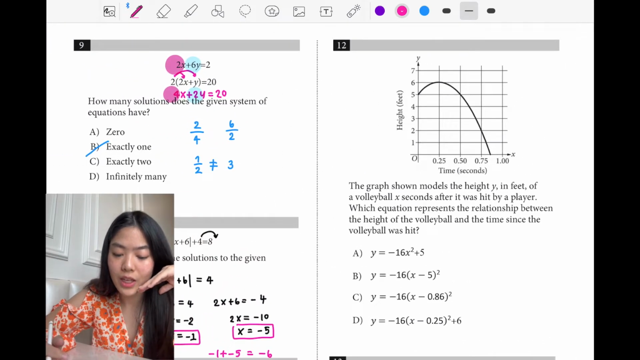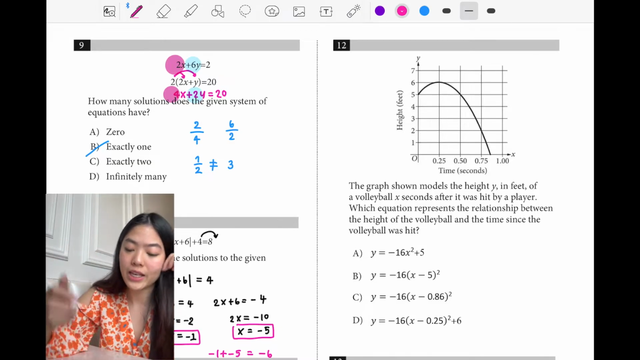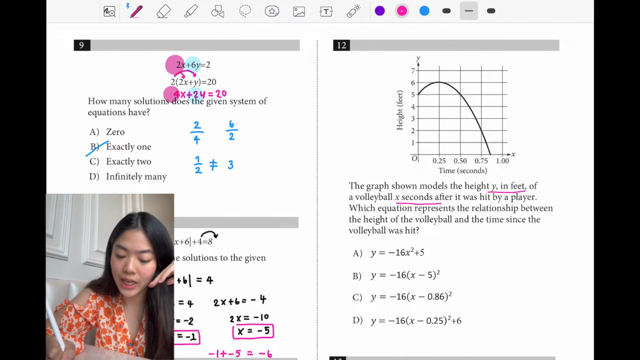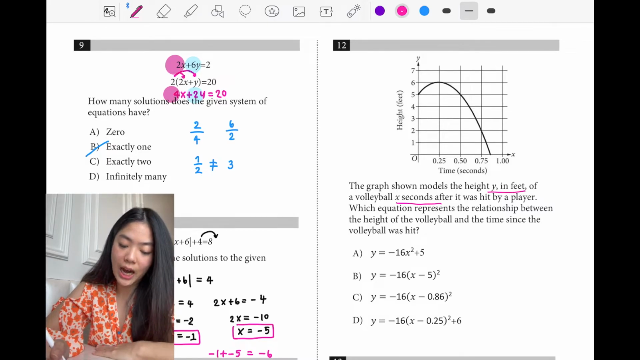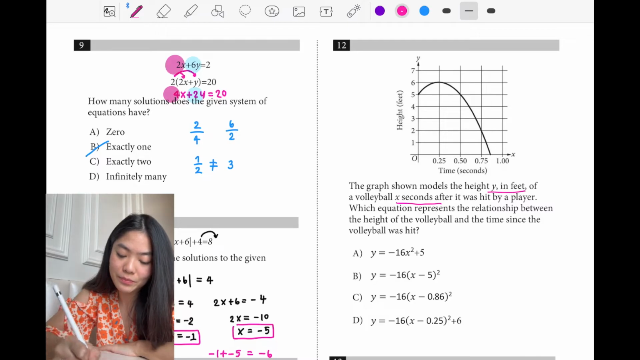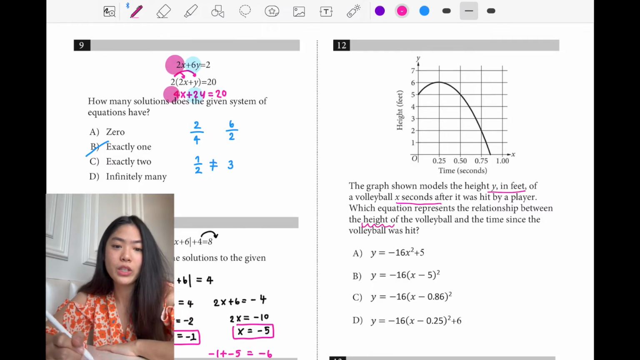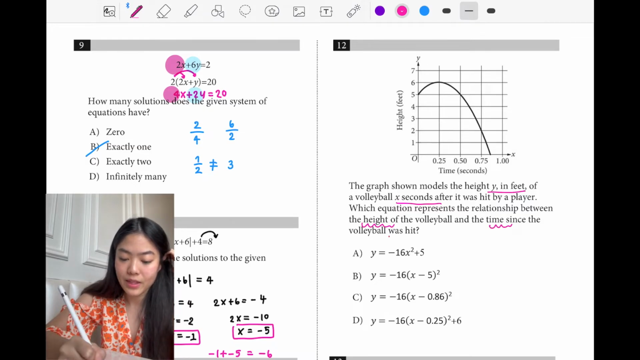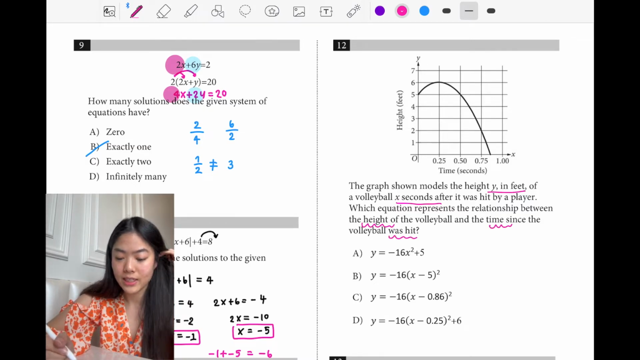Next, 12. The graph shows the model of the height y in feet of the volleyball x seconds after it was hit by the player. Which equation represents the relationship between the height of the volleyball and the time? So we would find the equation that represents the height and the time that the volleyball was hit.